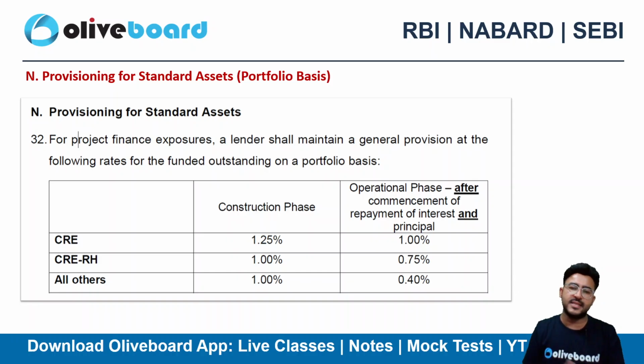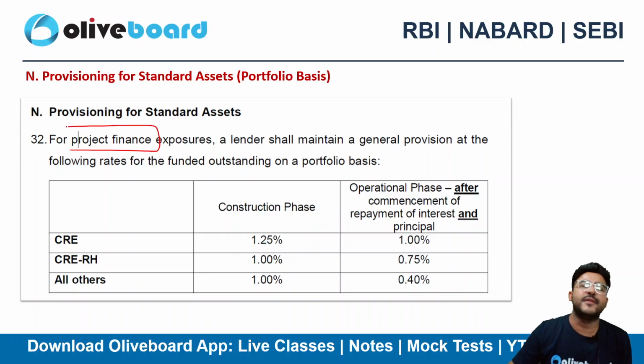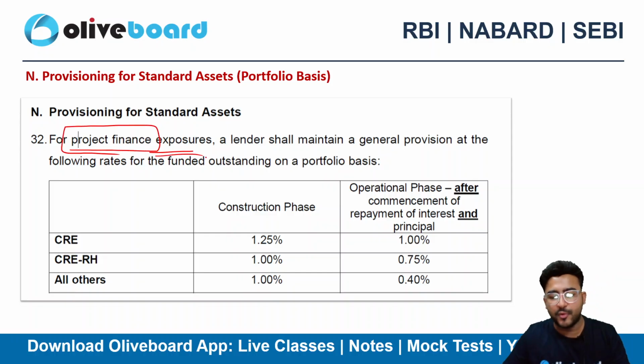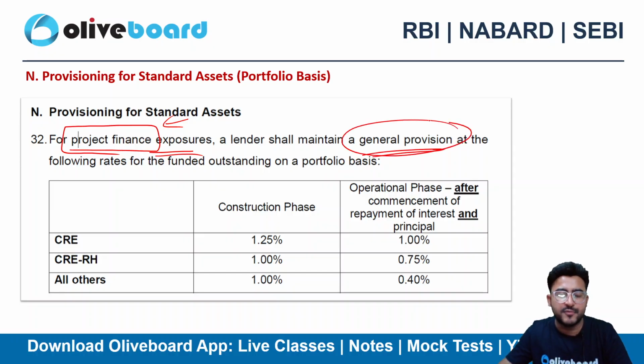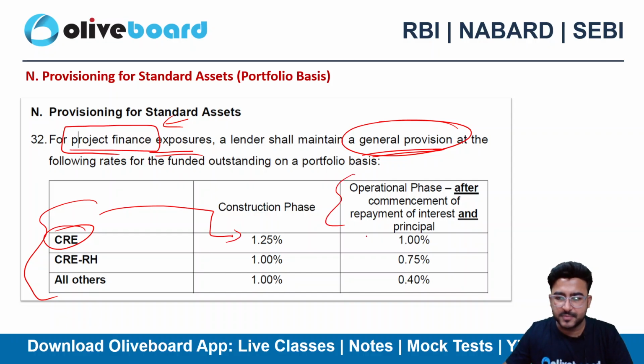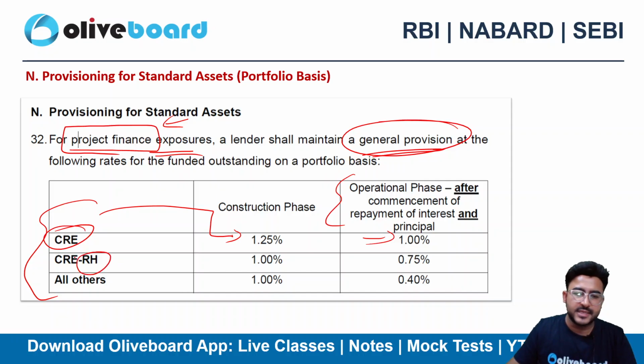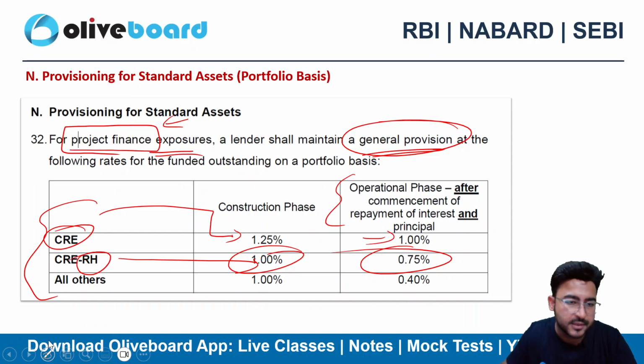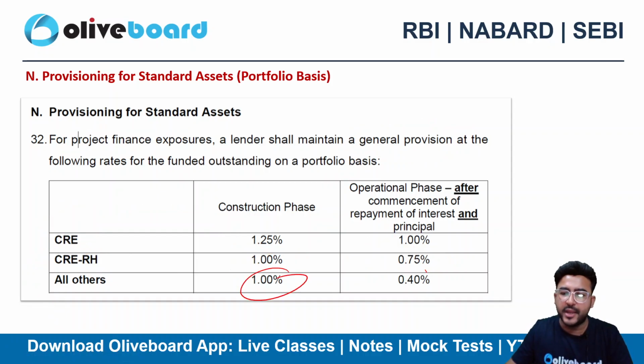Provisioning for standard asset. Let's suppose for project finance exposure, this is for project finance exposure. This is not at all a normal provisioning that we study in the prudential norms. This is related to project finance, right? So you need to maintain a general provision respectively. If you are having a commercial real estate project, then construction phase pe 1.25% or operational phase pe 1%. If you are having a residential housing wala commercial project, then 1% and 0.75%. All rest of 1% and 0.40%.